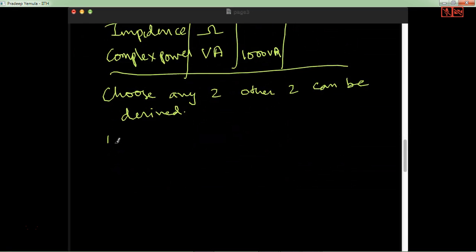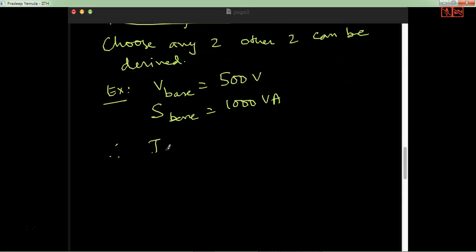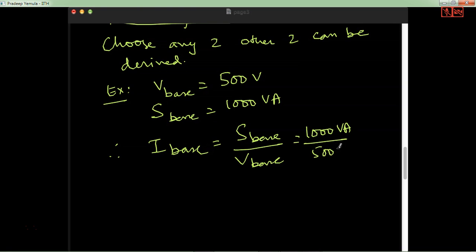So for example, V base is 500 volts, S base is 1000 volt ampere. Therefore, current base, I base is nothing but S base by V base. It's nothing but 1000 volt amperes divided by 500 volts. That is nothing but 2 amperes. So 2 amperes is your base current.